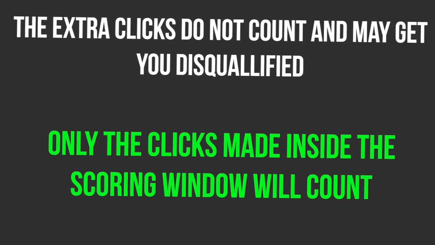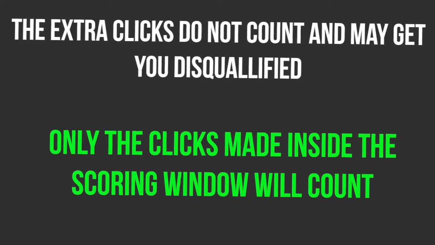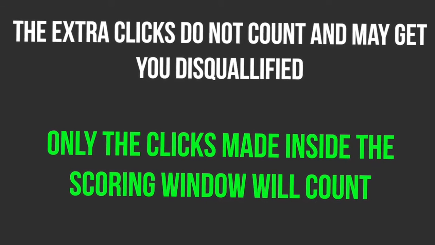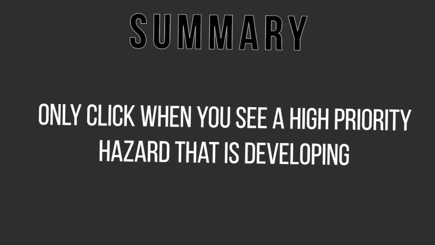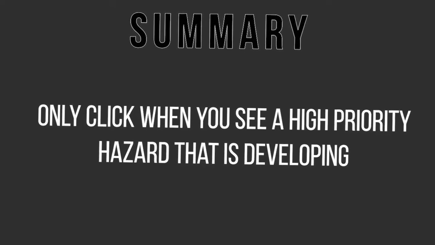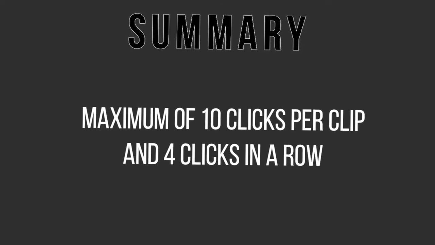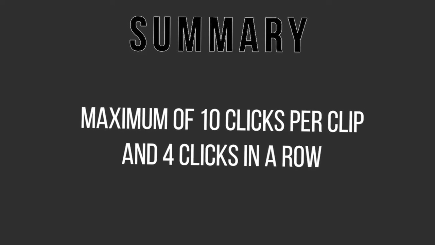When you're doing 2 clicks, try not to do them very close to each other. Just give it at least 1 second of a gap to make sure that you're not disqualified for that. Lastly, once again to summarize everything, only click when you see a potential hazard which is high priority and is about to develop. You don't have to click for every single hazard you see, and you should definitely not overclick. There is a maximum of 10 clicks per clip and 4 clicks in a row. If you do anything more than that, you might get disqualified.